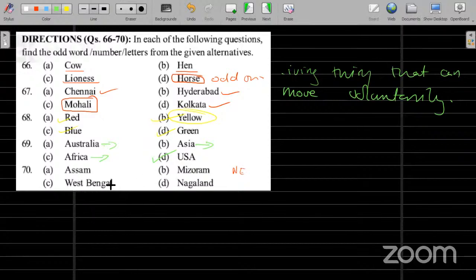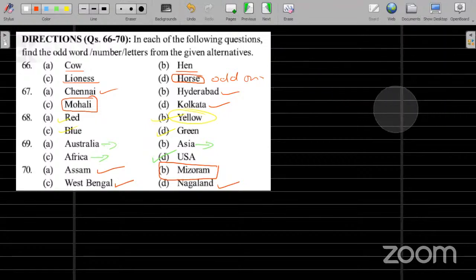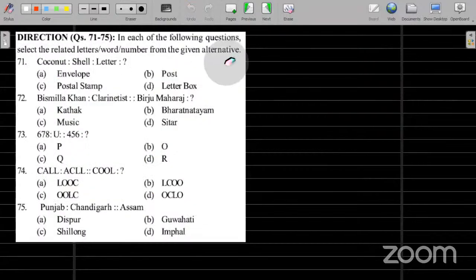Assam, Mizoram, West Bengal, and Nagaland. Among the four, Assam is a northeastern state. West Bengal is not northeastern. Nagaland is northeastern. So that is the option there. Clear? Next question.